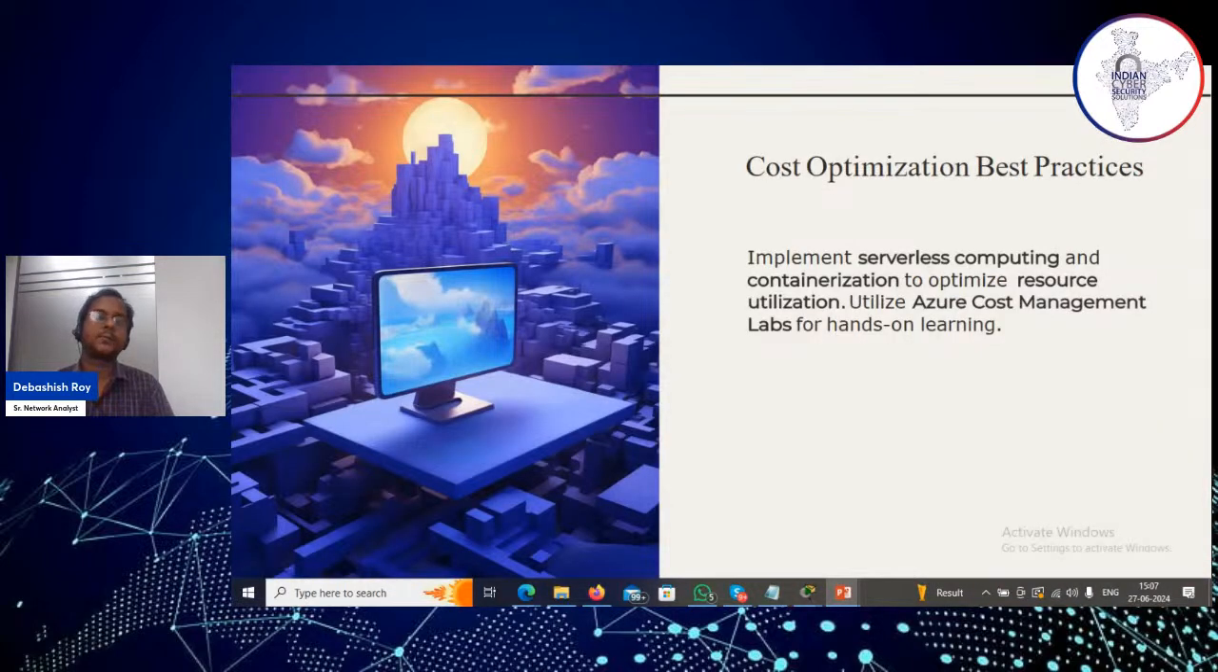So, what are the cost optimization based practices? Implement serverless computing. Serverless computing means that you are not using the on premise server, you are moving the data to the cloud and you are running application codes there. And containerization means you are using the containers, say the Docker container there, and you are saving the resource, some code, some scripts there. And to optimize resource utilization, you use this thing. Utilize Azure Cost Management Labs for hands on learning.